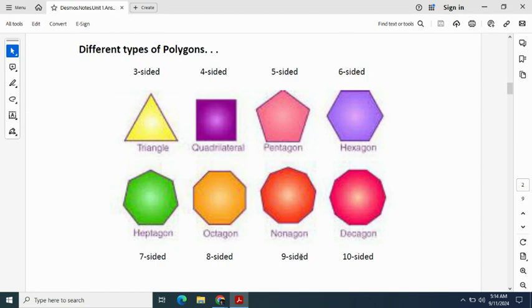A 9-sided polygon is a nonagon, and a 10-sided polygon is a decagon. Think about a decade. 1 decade is 10 years. So a 10-sided polygon is a decagon.